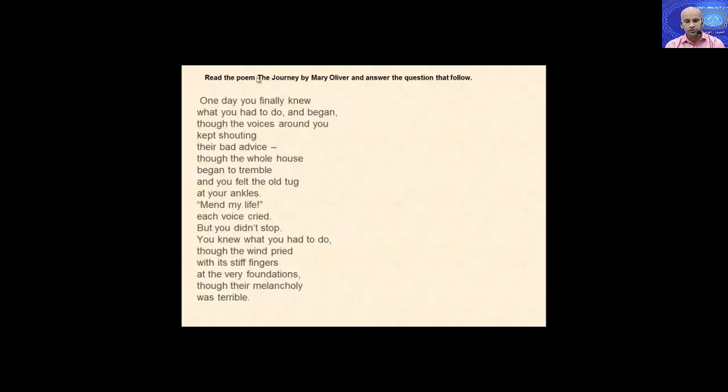Let's see. Now, the whole house began to tremble. It's a personification. So this personification has helped the poet to present her determination. The old duck is a metaphor for the problems or the obstacles or someone who prevents you from your goals. Though the wind plied, there is again personification. At the very foundations means the root of the family.